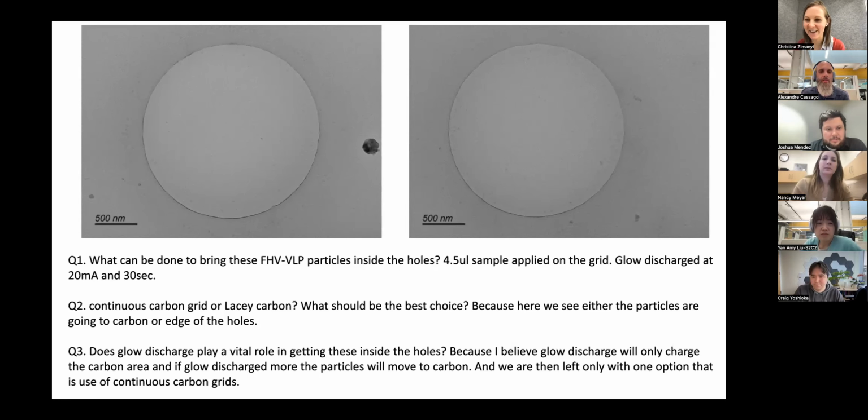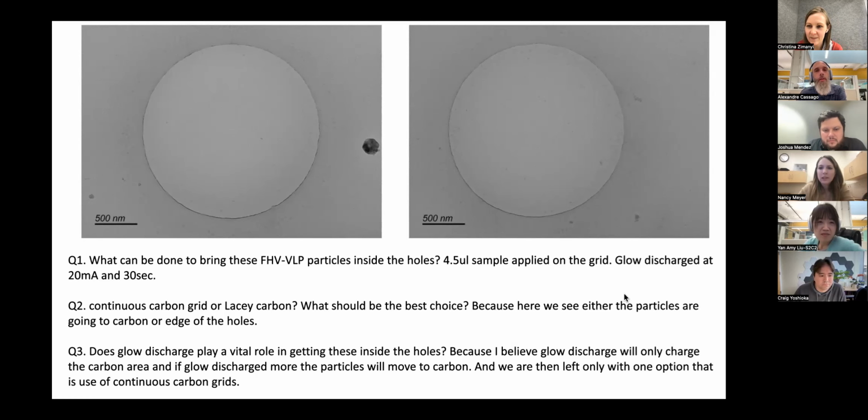What would people suggest? Concentration, making sure it's not getting washed away. And I think it was already mentioned on Q2 that you can use continuous carbon grids. Yeah, but I think the concentration is low because we can't see much inside the carbon either. It's different when you have a lot of protein or aggregation on the carbon and the particles don't go to the hole. In this image we can see very few particles on the carbon and no particles in the hole. So in my opinion, the concentration is a little bit low, but I don't know.